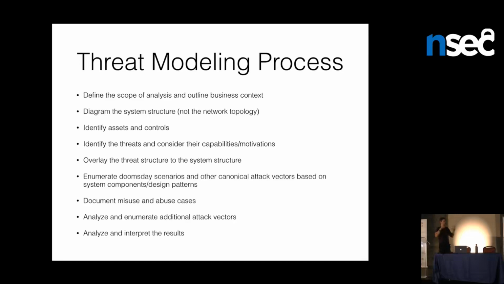And so once we understand that system structure, we'll overlay on that system structure assets, controls, and identify where threat actors or threat agents live within that system. So do they live within a trusted network zone, i.e. your internal corporate network, or are they out on the internet, or are they a malicious client/user, things to that effect. And once we understand where everything fits together, we'll start to enumerate doomsday scenarios, the business-ending events, and canonical attack vectors based on the technologies that you're using.